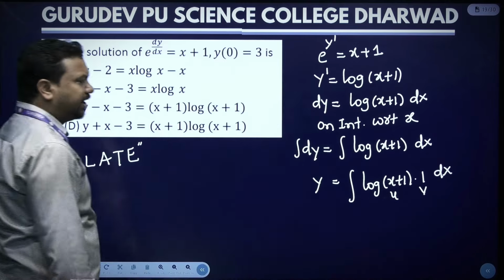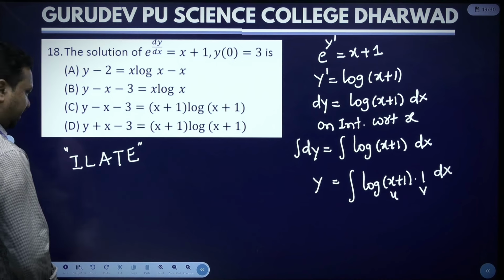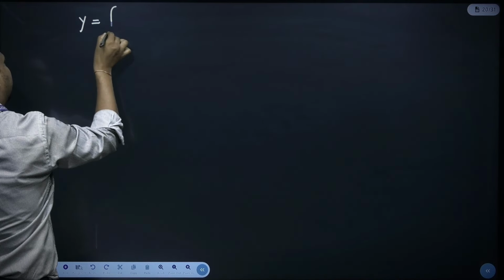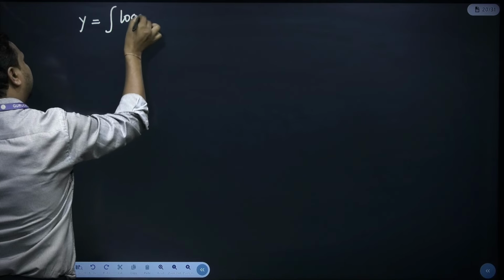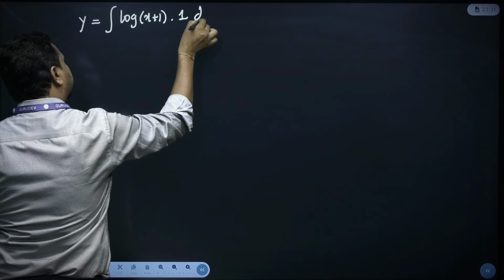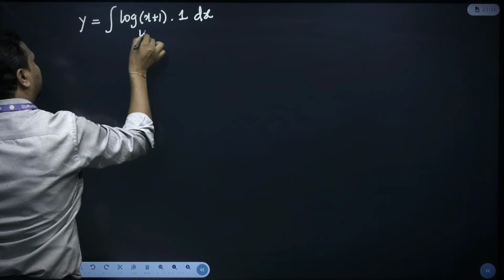So I am applying integration by parts. Let's see what happens to the integral part. Hence, y is equal to integral of log of x plus 1 into 1 dx. So, u into v.